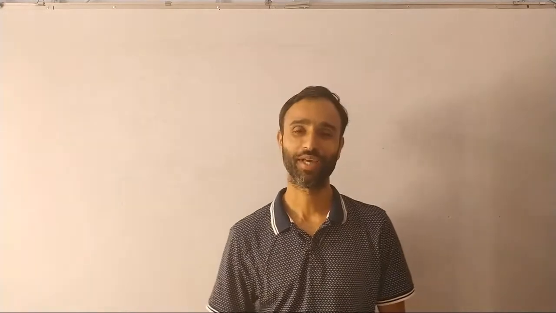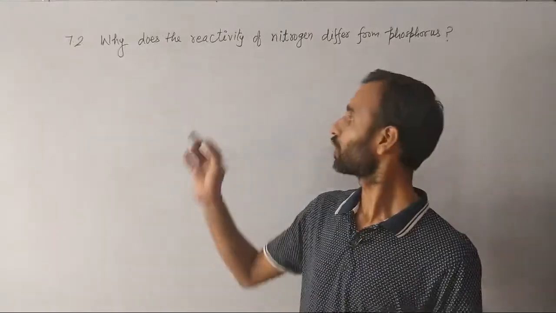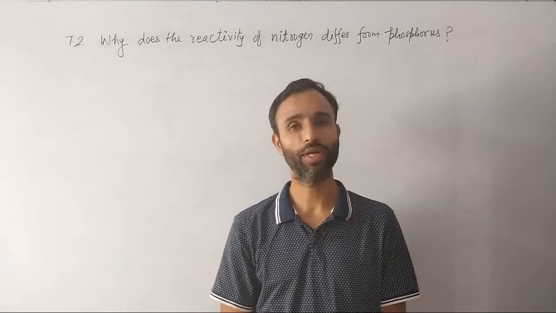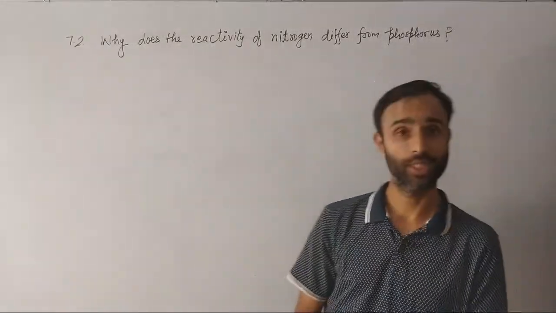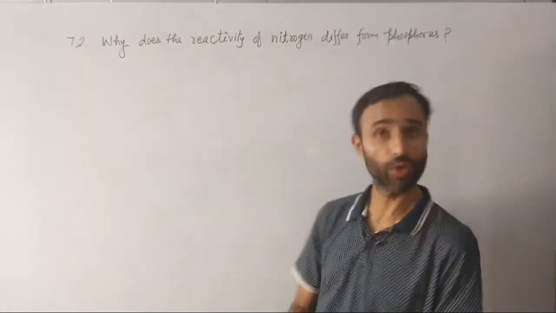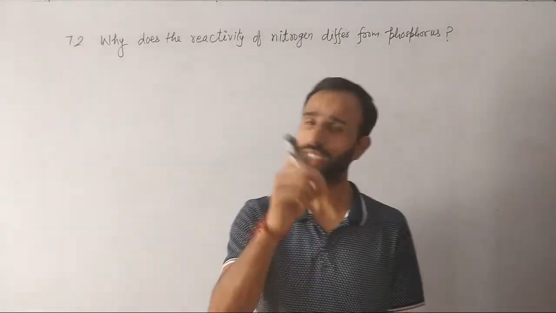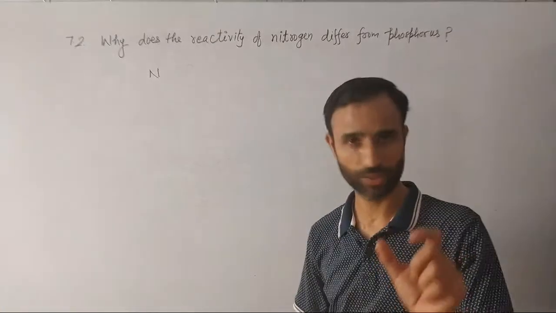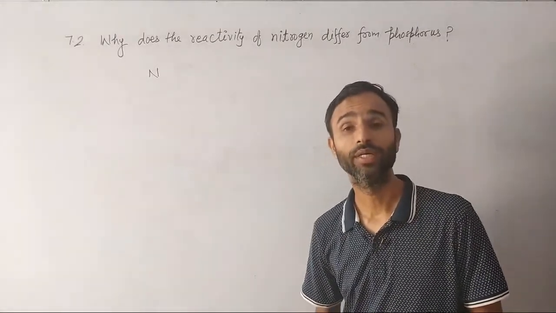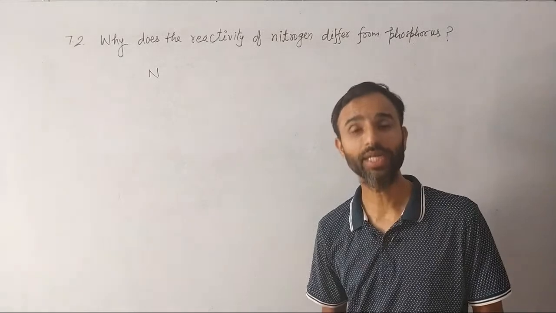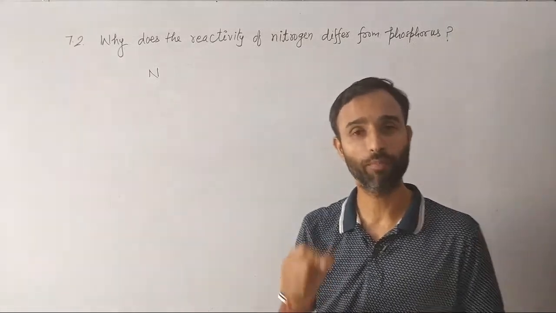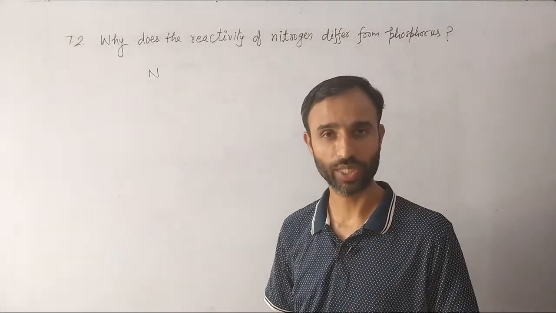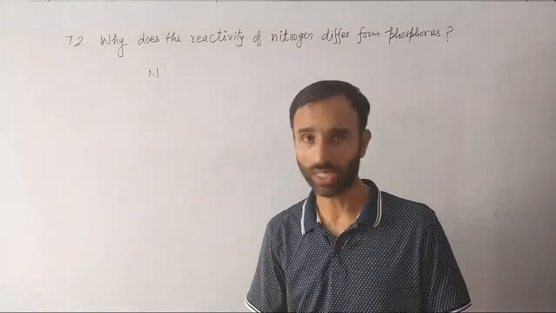Okay, so welcome back. So today we have again an NCERT exercise question. The question is, why does the reactivity of nitrogen differ from phosphorus? The reason is simple. First thing, nitrogen is small in size, and that's why it has the ability to form strong p-pi bond.